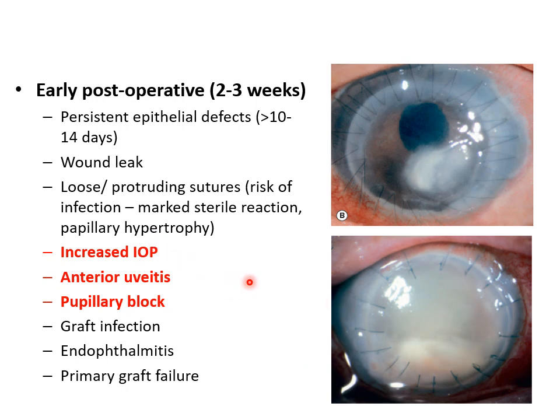Increased IOP can be because of the inflammation, because of pupillary block, anterior synechia, etc. Anterior uveitis, pupillary block. Increased IOP can also result from retained viscoelastic, which is more likely as a cause of increased IOP in the early postoperative period. Graft infection can happen. This is graft infection. And this one is an endophthalmitis, right? You see that the whole corneal button is infected and you cannot even see the healthy red glow behind.